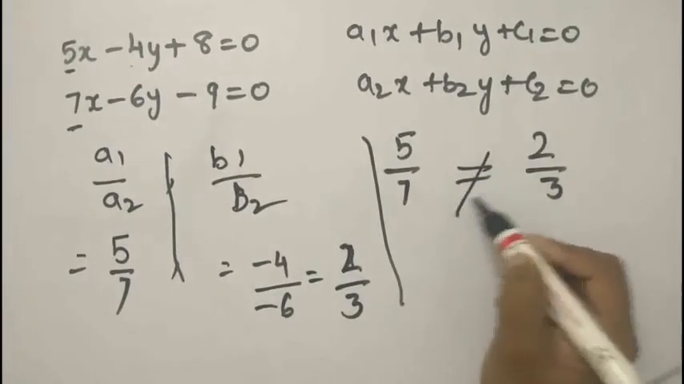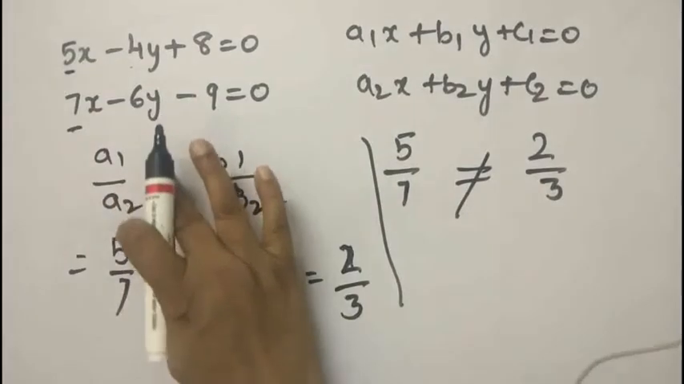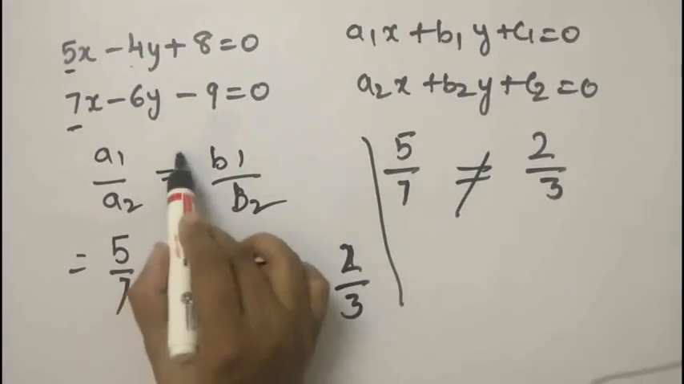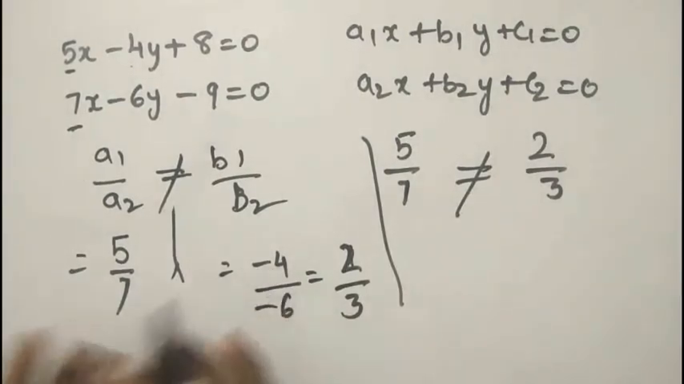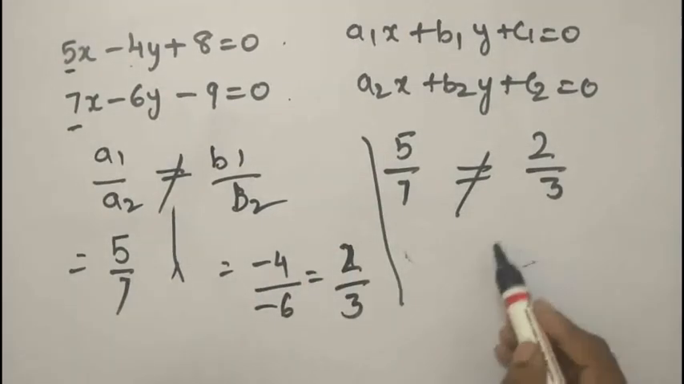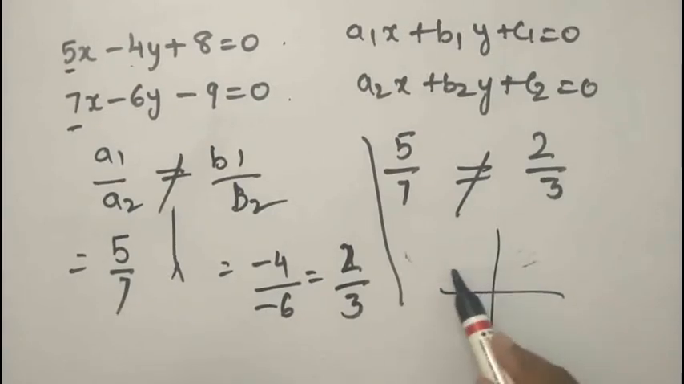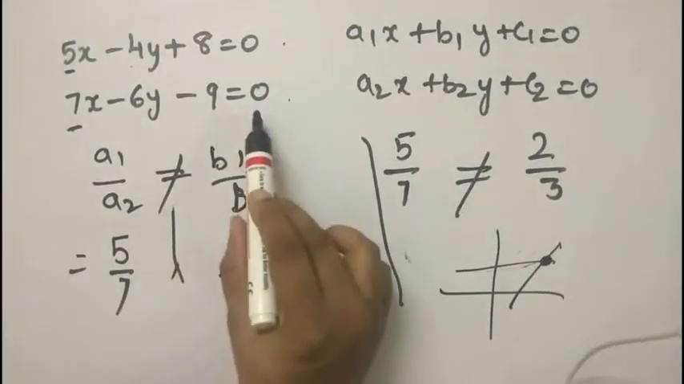Both are not equal. Not equal means a1 by a2 is not equal to b1 by b2. When a1 by a2 is not equal to b1 by b2, we studied that they will be intersecting lines. After plotting the graph, you will get intersecting lines, and you will have one solution, and the two lines will be consistent. So after plotting, you will get two lines intersecting at some point. Okay, this point becomes the solution for these equations.